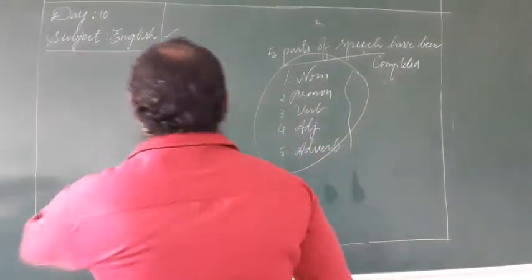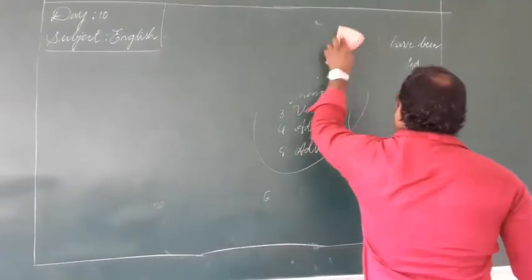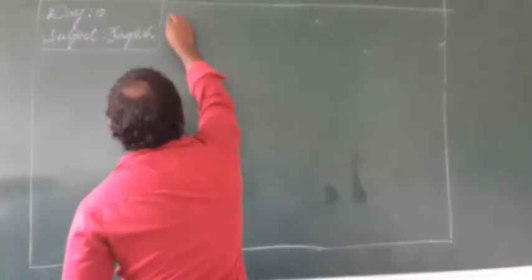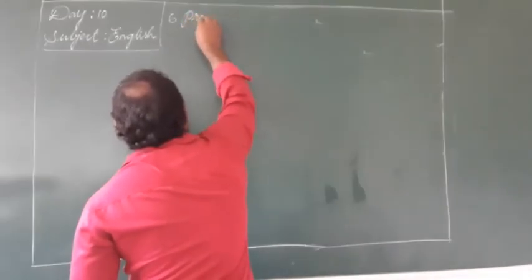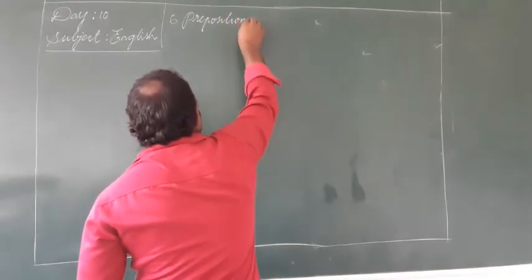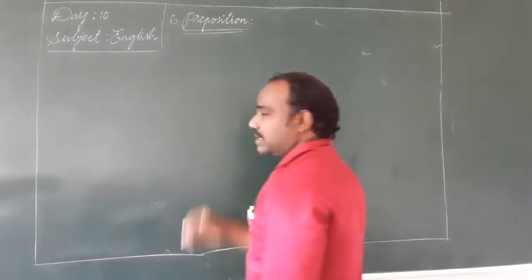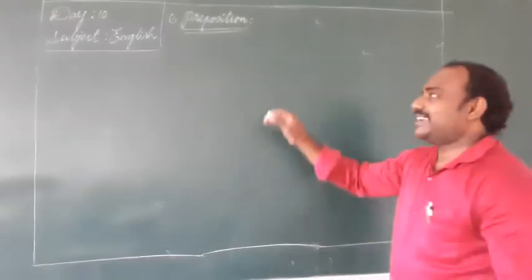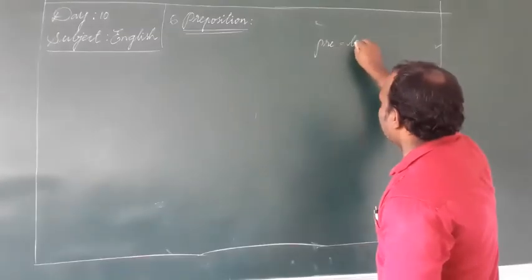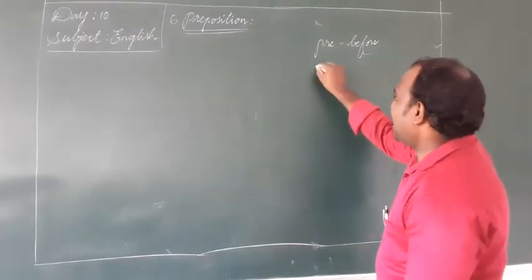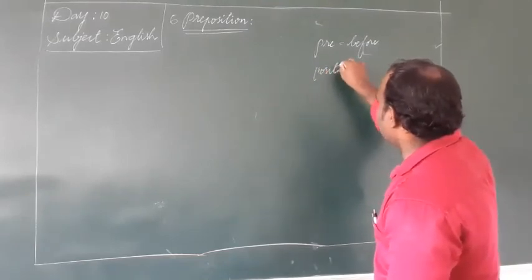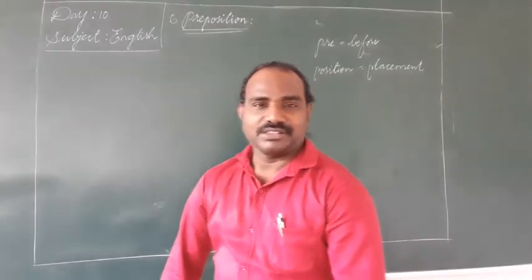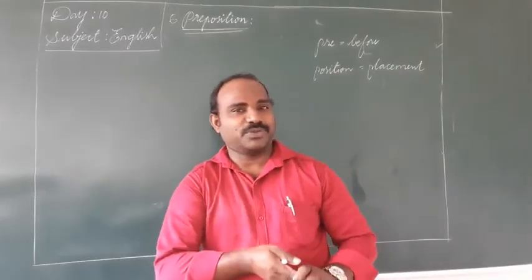The 6th one, preposition. Preposition is a word. First we'll see the definition, the meaning of a preposition. Pre, P-R-E, means before, and position means placement. Preposition means here a word which is used or placed before a noun or pronoun.